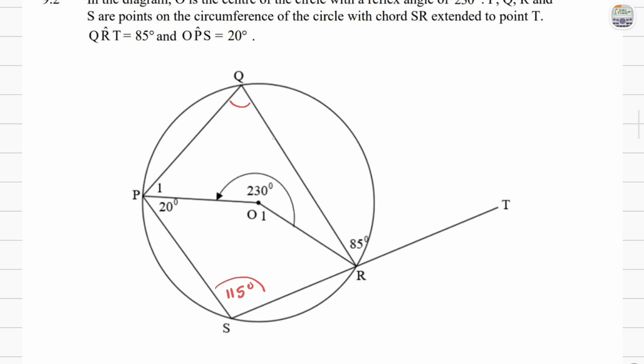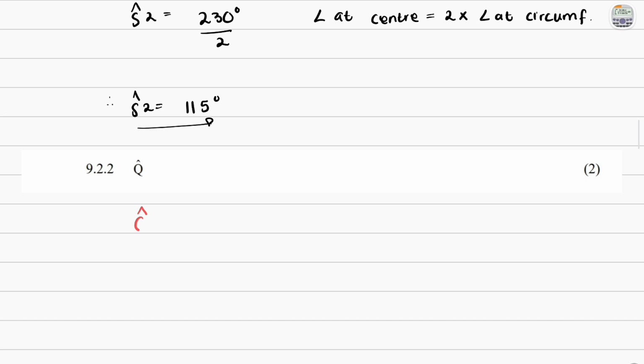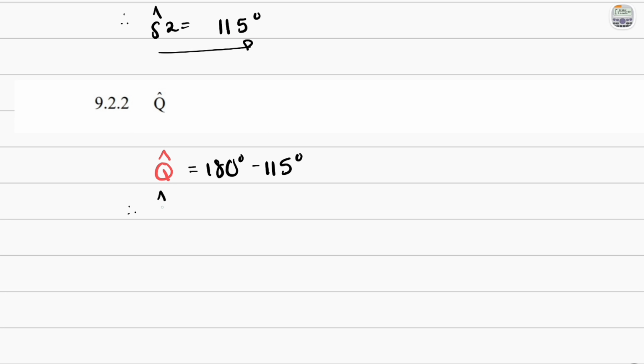And now we can find angle Q. Opposite angles of a cyclic quad add up to 180 degrees. These points lie on the circumference of the circle, so we have a cyclic quad here. And so we can say that angle Q is equal to 180 degrees minus 115 degrees, which is 65 degrees.